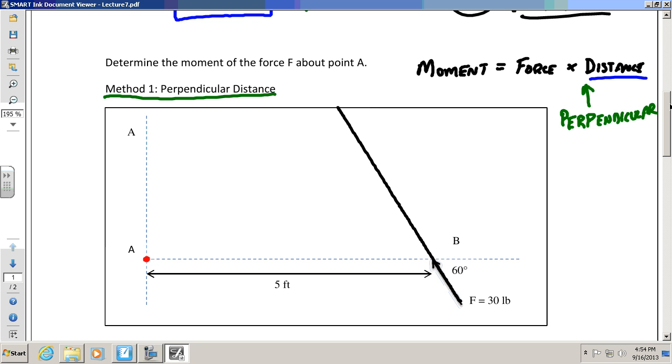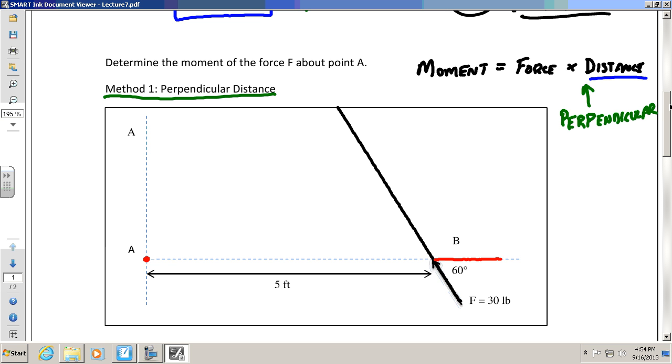That's what we call the line of action of that 30-pound vector. You're just extending the line. And you'll notice, by the way, that the angle between that 30-pound vector and the horizontal is given there as 60 degrees. Right? That angle there is 60 degrees between the horizontal and that 30-pound vector.